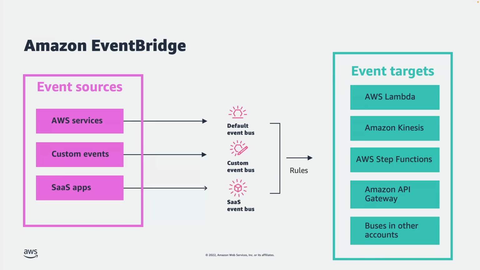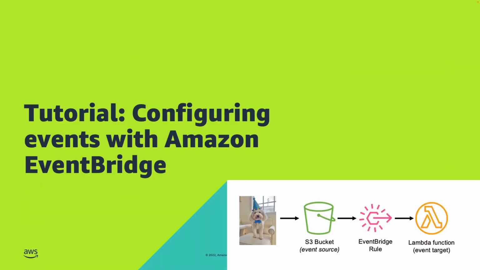There are many potential event targets. Event targets are what the event bus routes to once a corresponding event happens. Targets include Lambda, Amazon Kinesis, AWS Step Functions, Amazon API Gateway, and even event buses in other accounts. This flexible design allows you to create a wide variety of integration patterns based on your specific needs. In this tutorial, we will send an event from Amazon S3, the event source, to AWS Lambda, the event target, using an event rule.